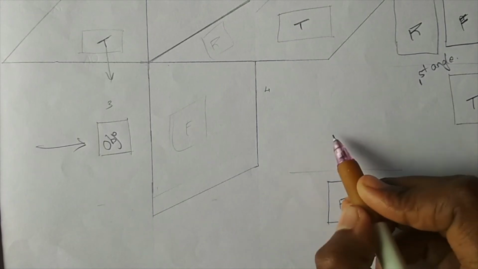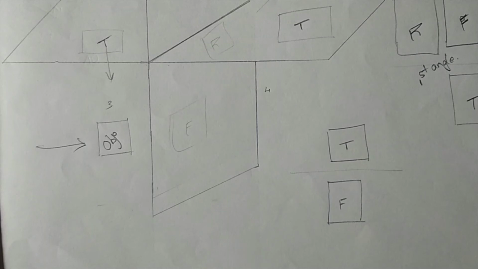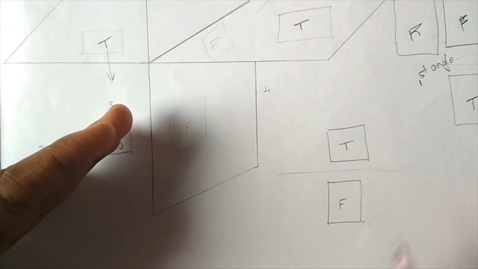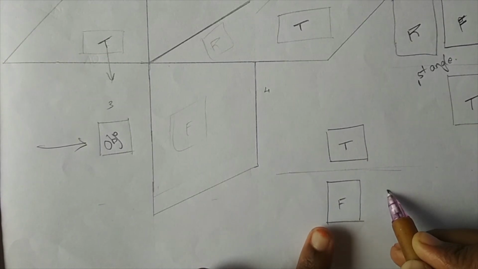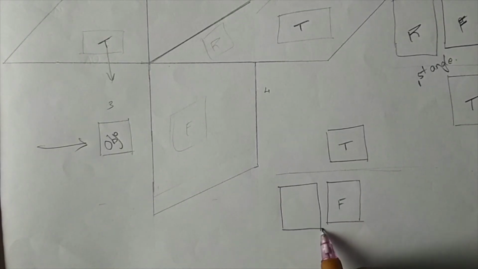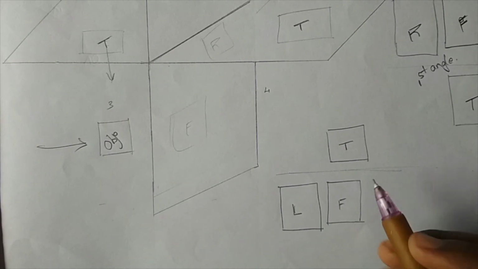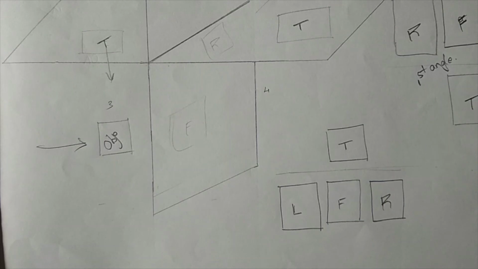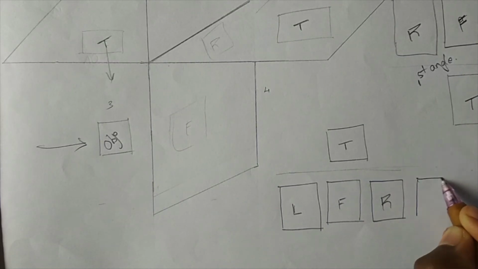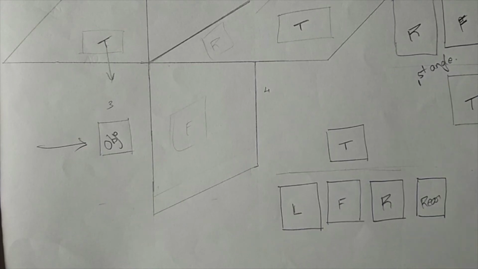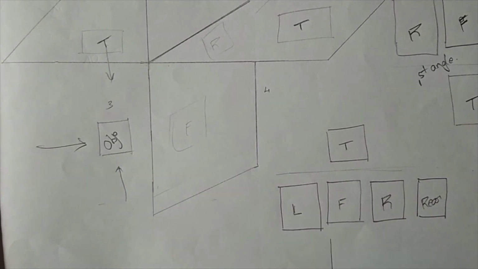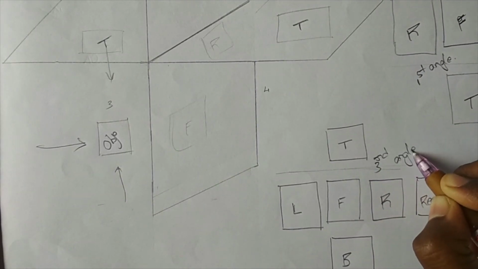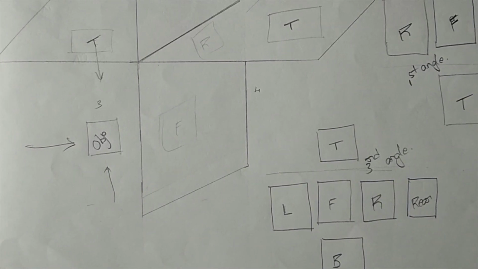So the top view will be on up. And if you view the object from this side, the projection will be on this side. This is the view from left. And similarly, if you view from this side, it will be projected on this side. So the view will be here. If you view from the rear direction, the view will be here. Rear. And if you view from the bottom, the view will be located here. And this is third angle projection. So this is the difference between first angle projection and third angle projection.